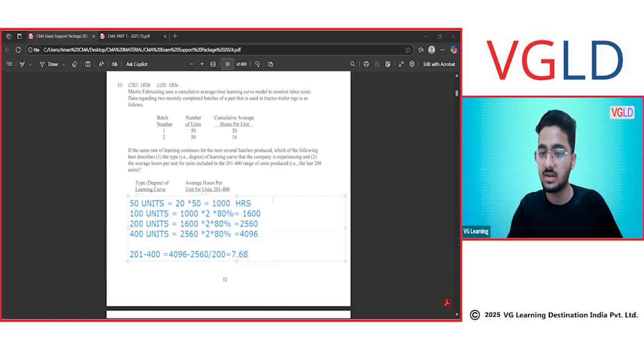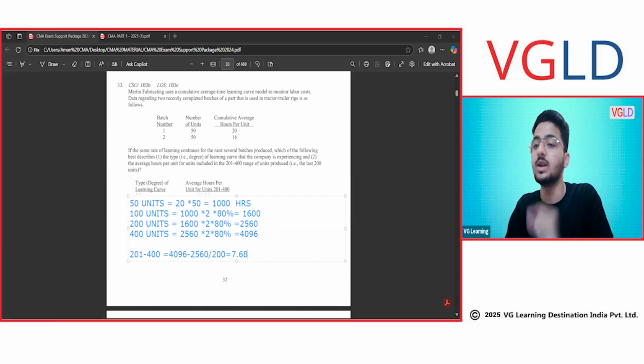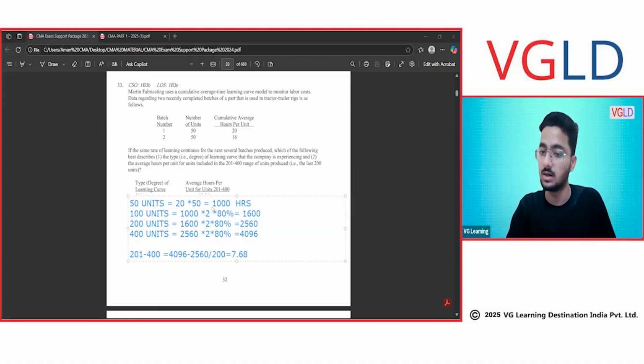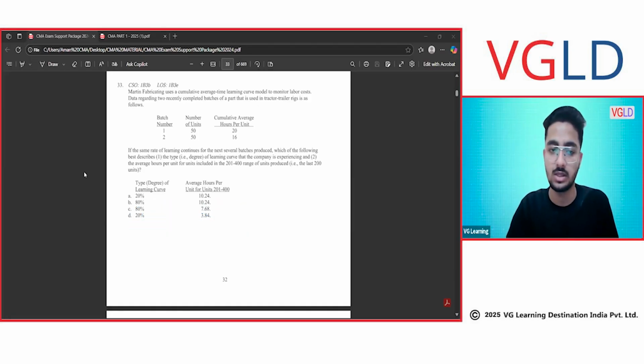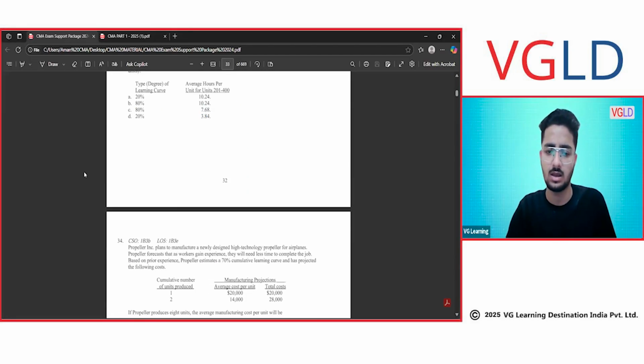Because what we missed here was the average per unit time given, and they are actually producing 50 units. So 50 into 20, that is 1000 hours. Now 1000 multiplied by 2, then I found out the different method by cumulative double method. Okay, clear, everyone? See, these mistakes can happen with us also. So don't think that everyone is so perfect.